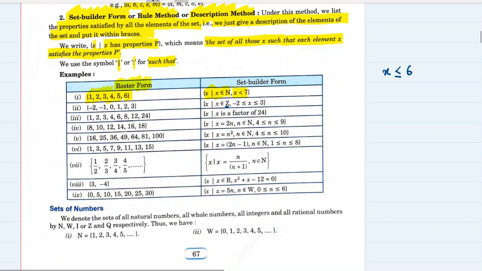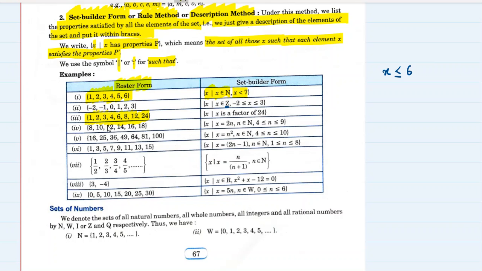Okay. After this, we have 1, 2, 3, 4, 6, 8, 12, 24. Now, if you think closely, these are all the factors of 24, including 1 and 24. All are the factors of 24. So, x such that x is a factor of 24 is a set builder form of this set.